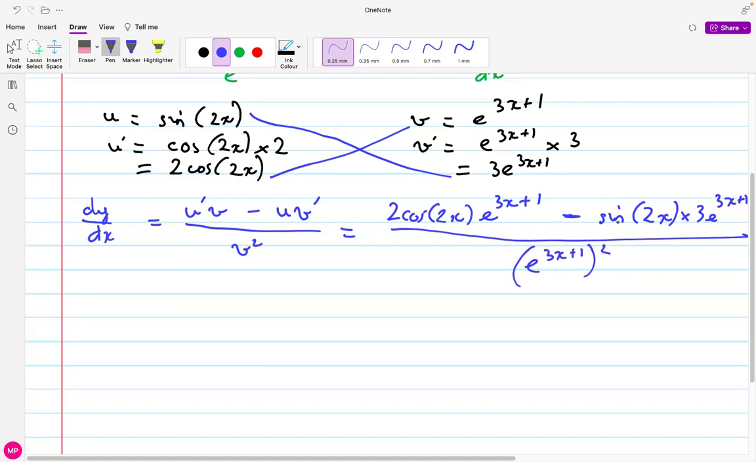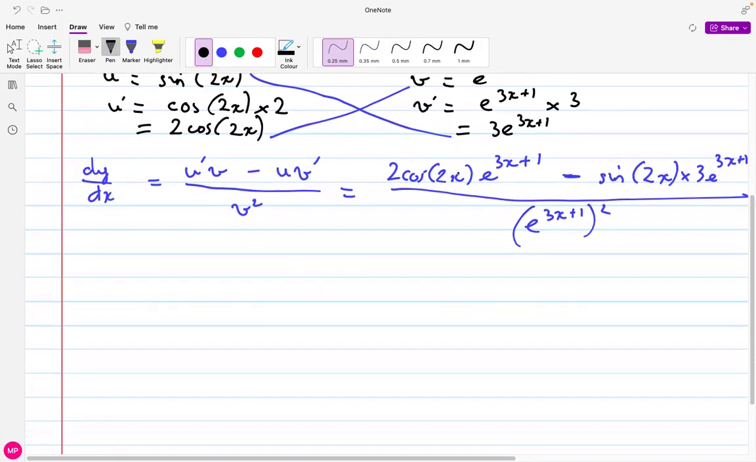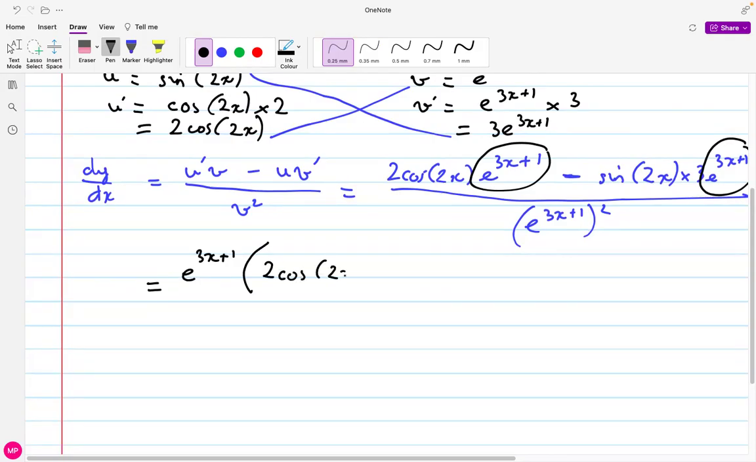Right. Now what you do next is basically just simplify this. See if you can take out a common factor on the top. e to the power of 3x plus 1, e to the power of 3x plus 1. I can take out a common factor, can I? So I have e to the power of 3x plus 1, then inside the bracket I'm going to have 2 cos 2x minus, so you have to take the coefficient and put it to the front, and then sin 2x. So I have 3 sin 2x like that.